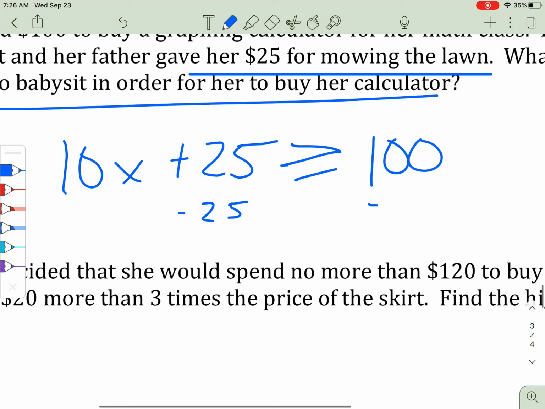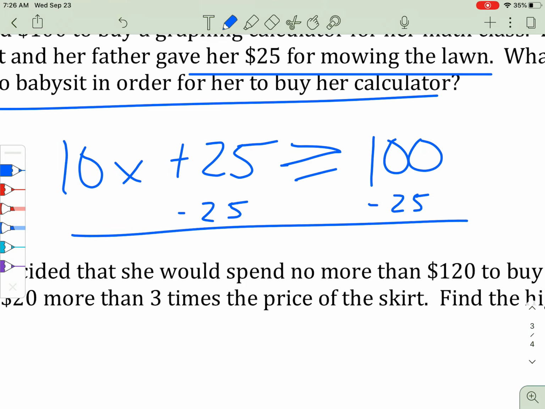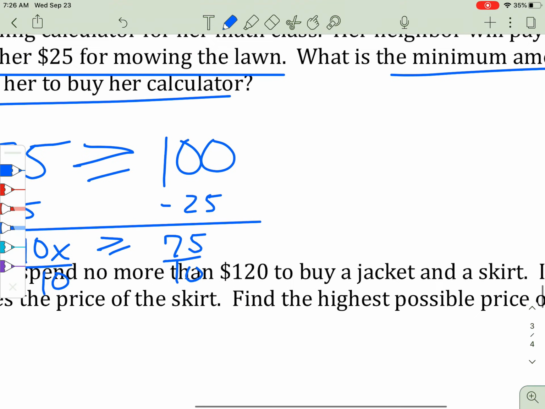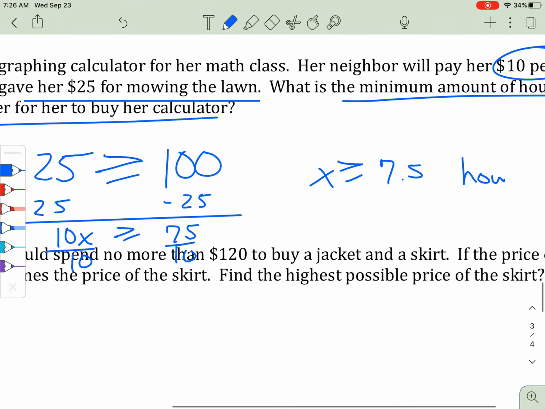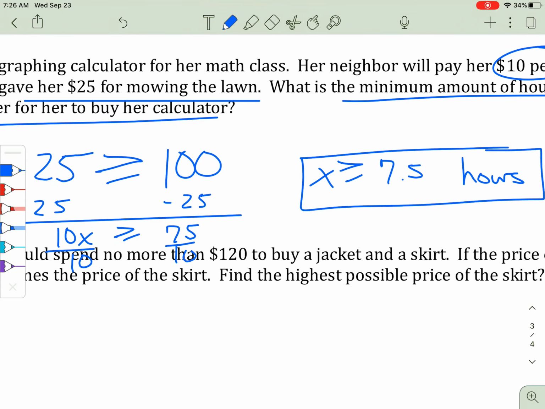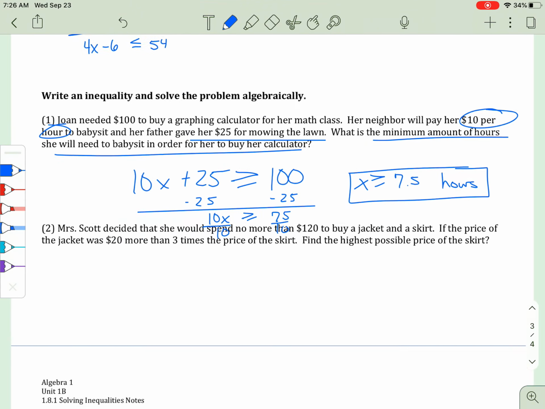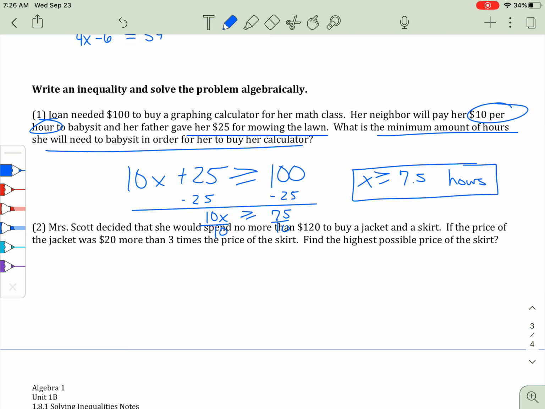We're going to solve. Okay, so 10x ≥ 75. Divide by 10. x ≥ 7.5 hours. Okay, so that's the minimum number of hours that she can work. All right, how about the next one?